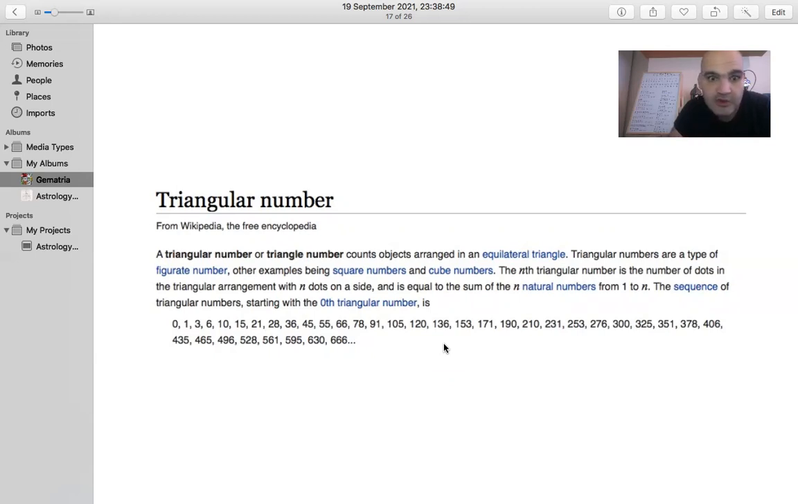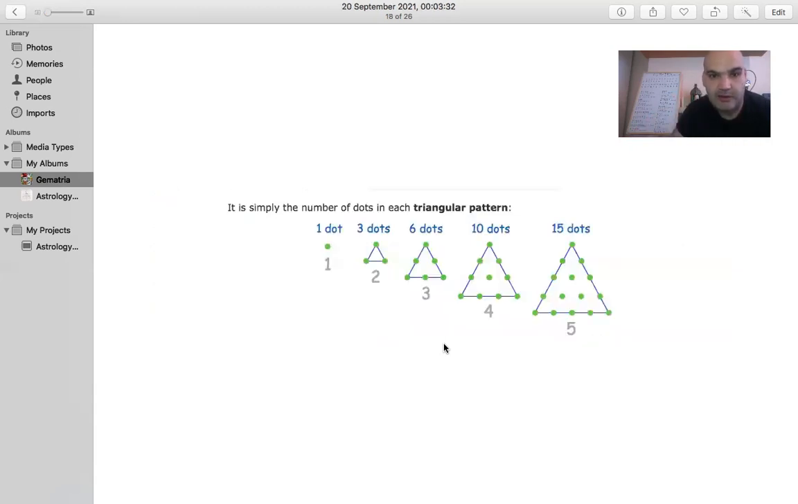The sequence of triangular numbers starting with the 0 triangular number is 0, 1, 3, 6, 10, 15, 21, 28, 36, etc. So basically, I will now show you an example of what a triangular number is on a diagram so you can get an idea of what I'm talking about.